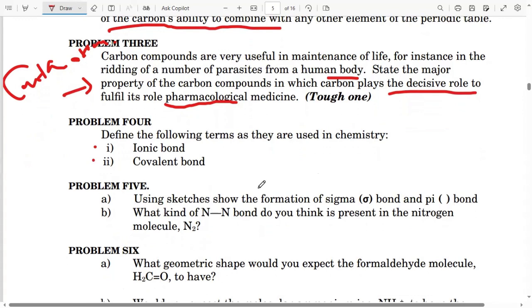Yes. Sorry. Is catenation the same as chirality? Because one time we revised the tutorial sheet in class, they told us about chirality.